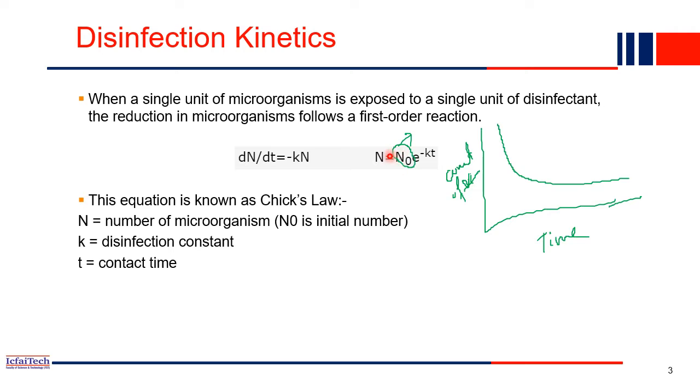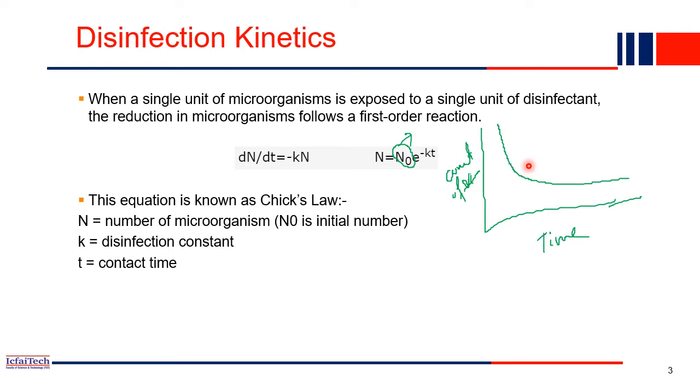So N, the concentration of microorganism, is equal to N naught, where N naught is how much it was initially, into e to the power minus kt. If you take the derivative, because it is a time function, this is the equation, you got it right. So this is the plot basically. If you plot this equation, this is the graph you will get.